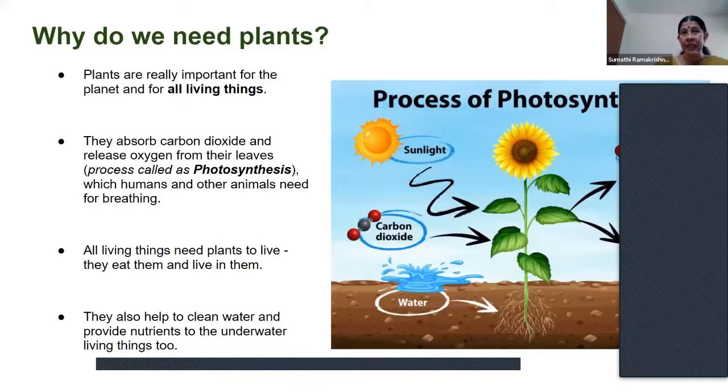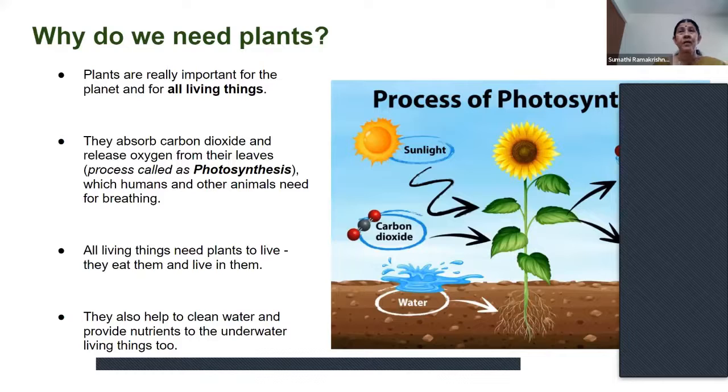So they help to clean water and they provide nutrients. This is the process of photosynthesis. So at this time, you can explain them what it is, why it is important. And you can even say, what do plants need in order to make food? So he will come out with the answer.